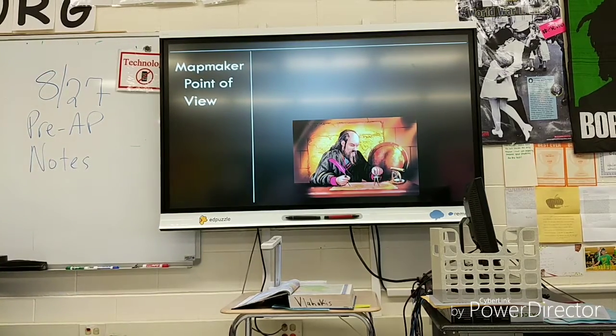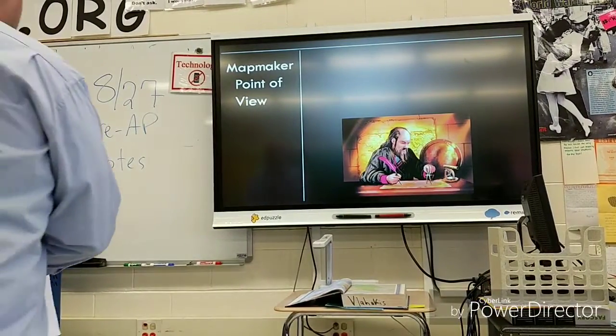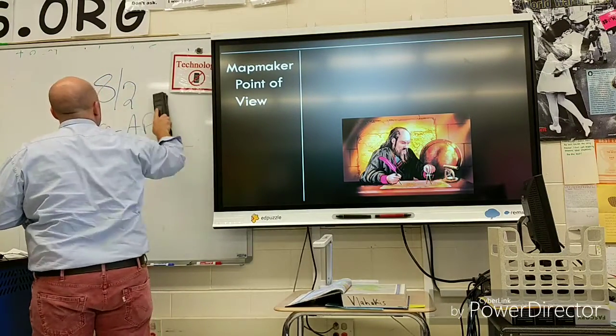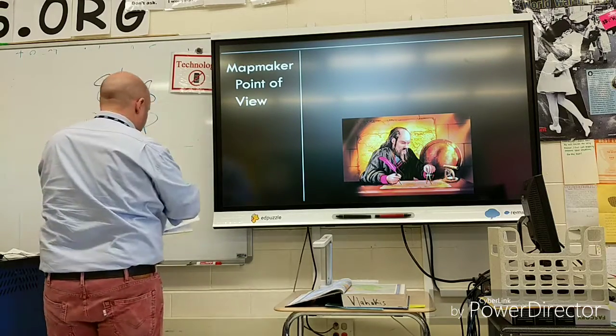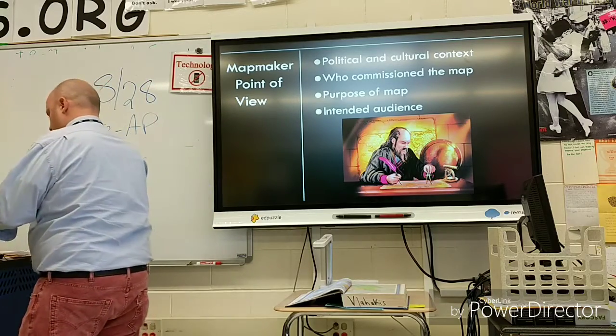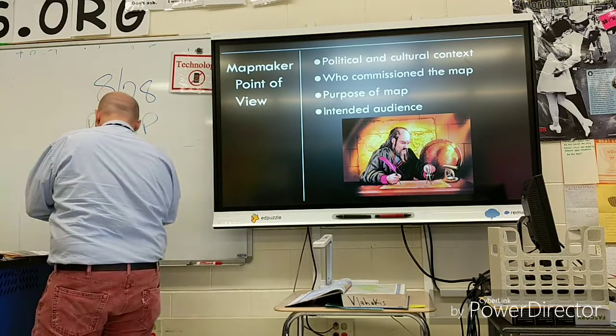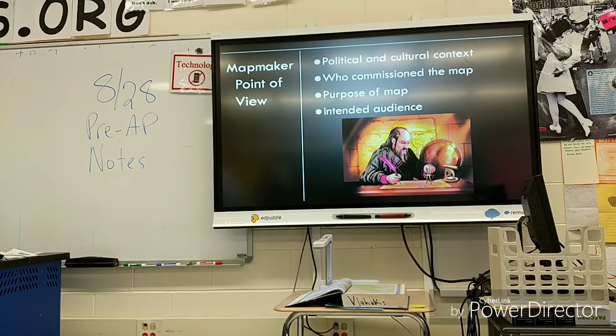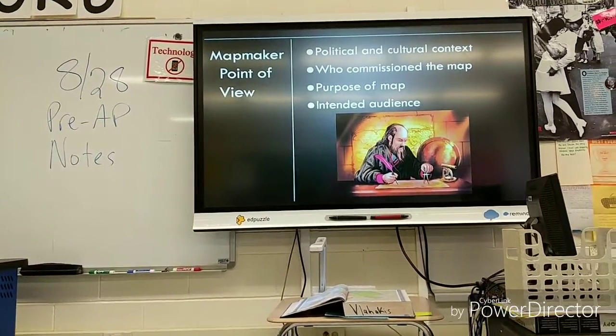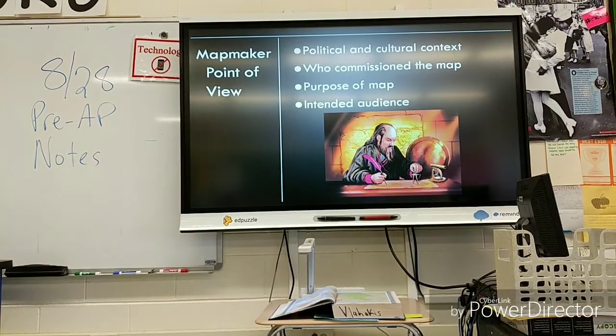So now we need to talk about the map maker's point of view. Now we said that in order to get the map correct, there has to be some distortions. Well, which distortion is used depends on the map maker's point of view. We have political and cultural context, who commissioned the map. What that means is who asked for the map to be made, who is paying for the map to be made, and what is the purpose of that map.